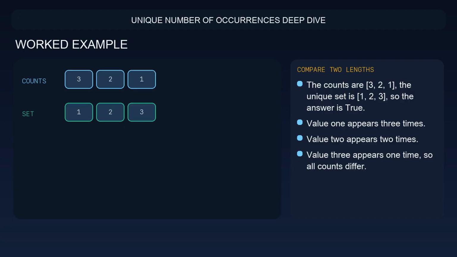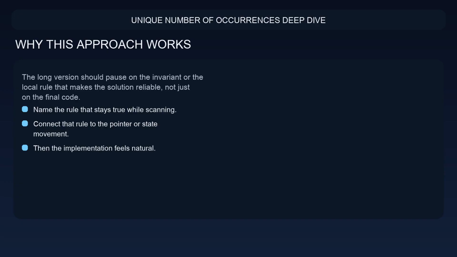So the walkthrough goes in order. First value 1 appears 3 times. Then value 2 appears 2 times, and finally value 3 appears 1 time. So all counts differ. For the deeper version, the important thing is not more code first.